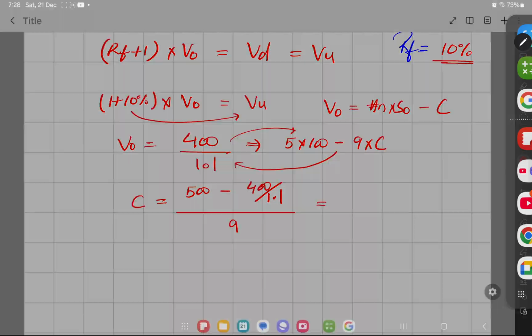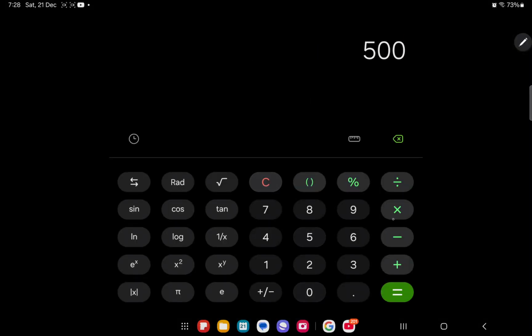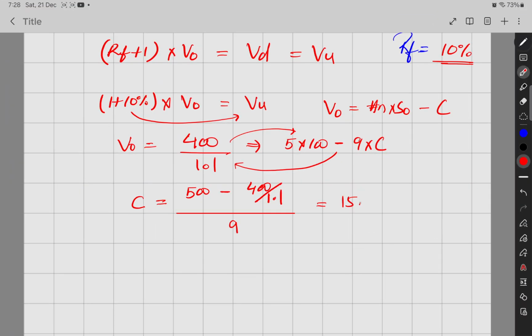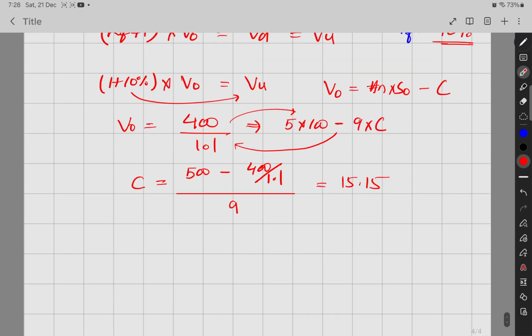Let's take out our calculator. That is 500 minus 400 divided by 1.1, all of it divided by 9. That's 15.1515. So you get 15.15 as our call value. Now this is the call value. We can also derive the call value as follows: CU times P plus CD times 1 minus P, divided by 1 plus RF. It should also give you the same call value.